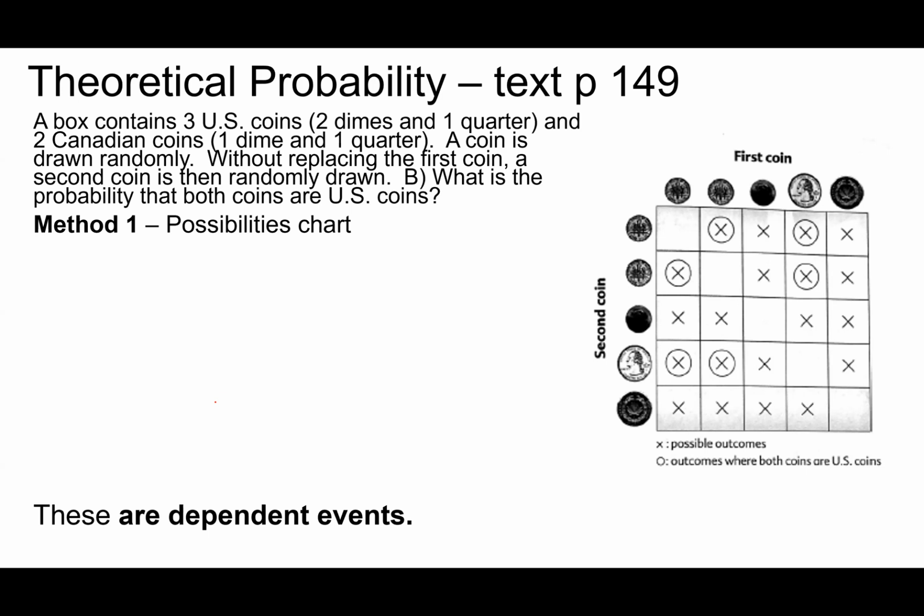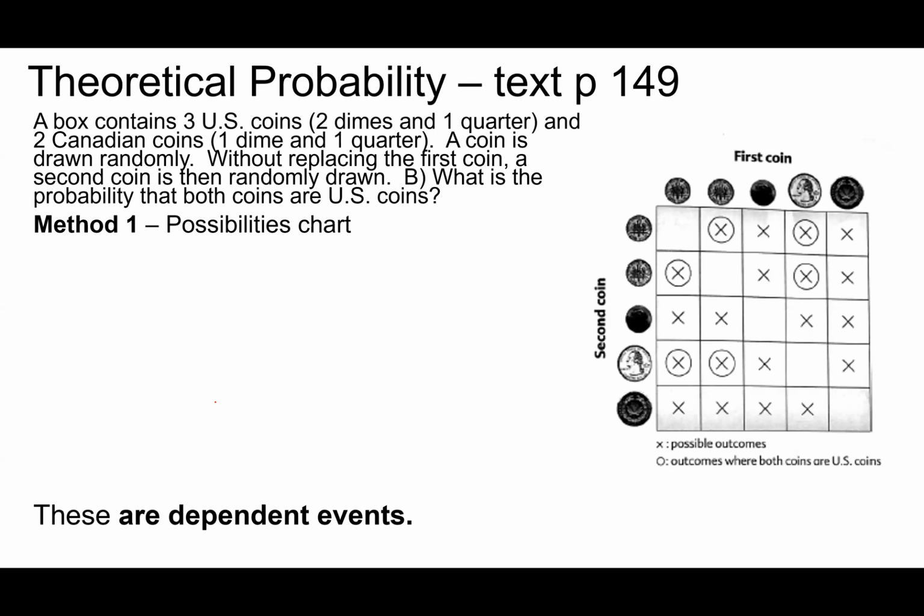And we want to just do this a different way. It says without replacing the first coin, a second coin is then randomly drawn. What is the probability that both coins are US coins? All right, so let's take a look. Here's our possibility chart, and we're going to fill this out a little bit differently. It's already filled out for you.